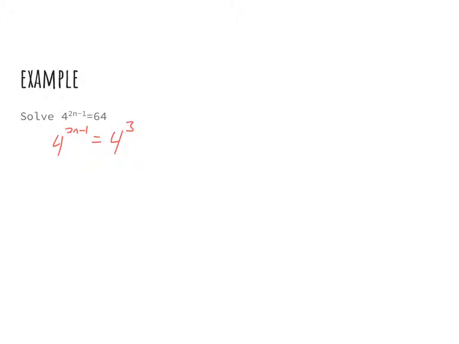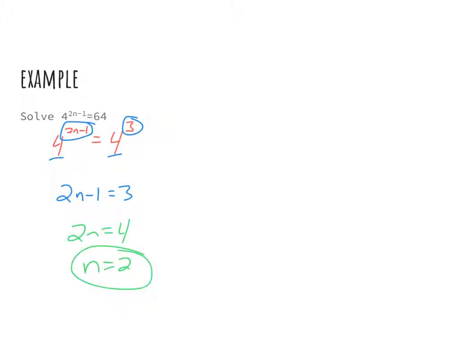Okay, so now that I've got that, my bases are the same, 4 and 4, so I can take my exponents and set them equal to each other. So I can take 2n minus 1, set it equal to 3, and solve. I can add 1 to both sides, so I get 2n is equal to 4, divide both sides by 2, and I get that my answer is n equals 2.